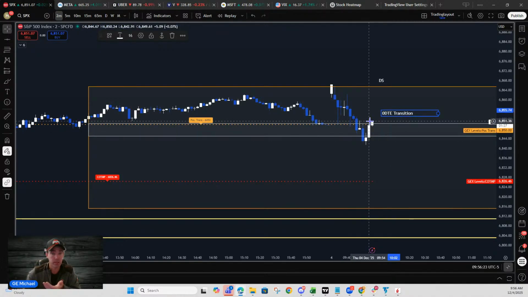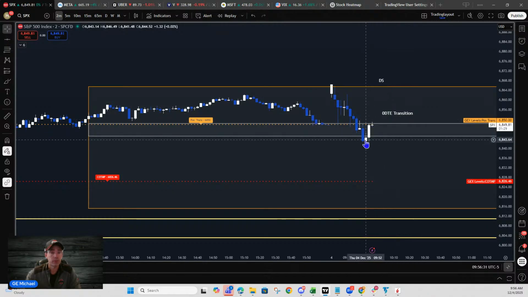If we get back above transition, again, pullbacks should be viewed as supportive, and getting long on those pullbacks. But what I want to see is a bounce back above transition 68.50, see some consolidation, maybe sideways action right above 68.50, and then start moving back to the upside. So then I would look for a long up towards DS, right?